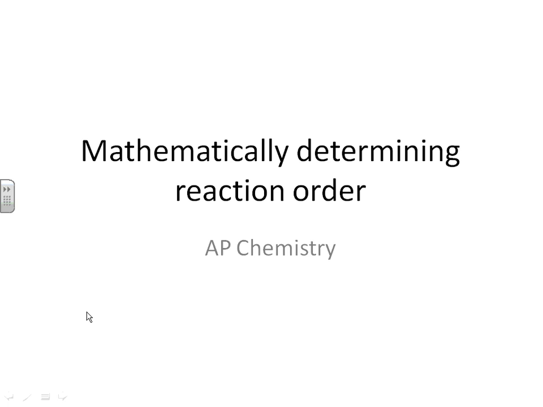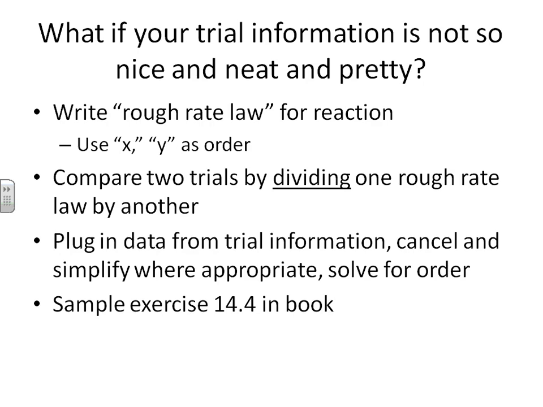Right, ladies and gentlemen, this presentation is on mathematically determining the order of individual reactants from doing multiple trials, changing concentration and measuring initial rate. The reason I'm including this slide is because almost all the examples we did in class had what I call nice, neat, and pretty values, where it was a very clear doubling of the concentration, followed by a very clear quadrupling, for example, of the rate. And this presentation is about what do you do when you don't have nice, neat, pretty, clean data?